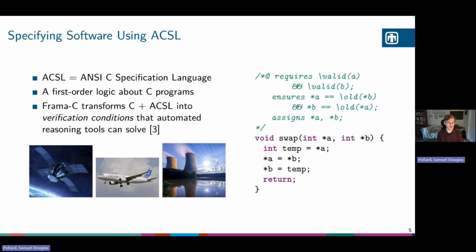Airbus uses Frama-C for verification of some of its aircraft software, as does CEA List, which is the French Center for Atomic Energy. And I'll talk more about CEA List later.